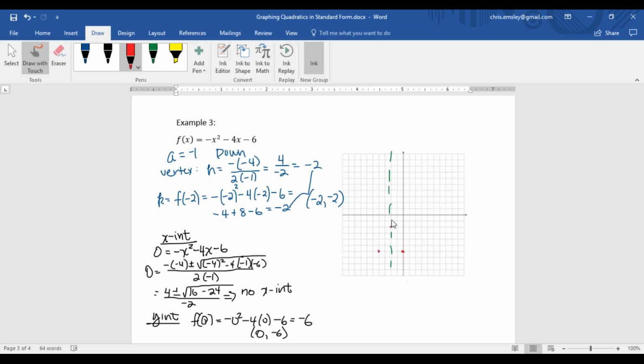And those 3 points give us a pretty good idea, but just to be safe, let's plug in one more value for x. We have the vertex at x equals -2, we have the intercept at 0, so maybe we plug in x equals -1. So that leaves us with -1 plus 4 minus 6, which is -3. So (-1, -3) would be right here, and using the symmetry property, another point over there.